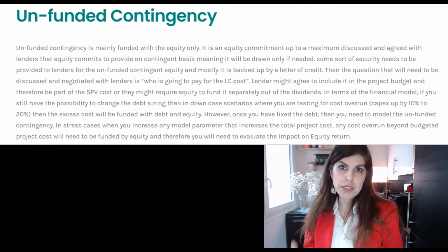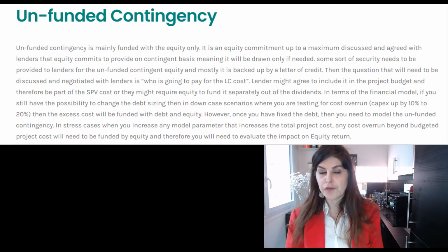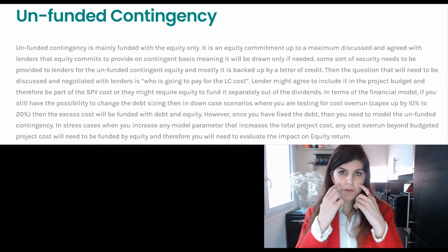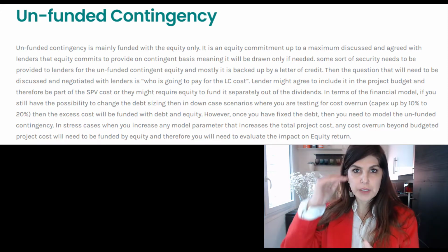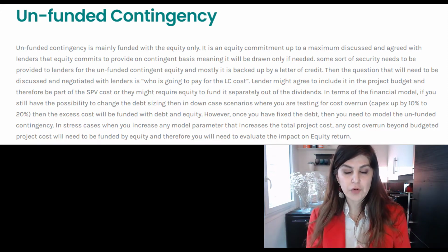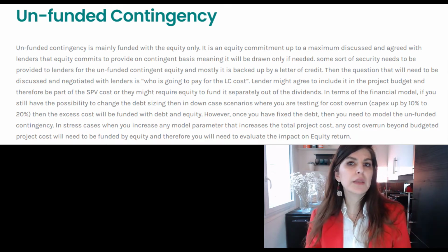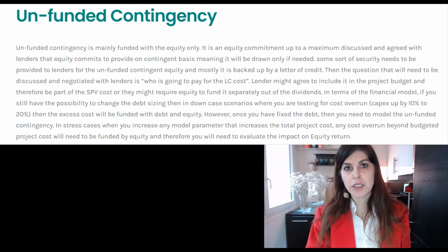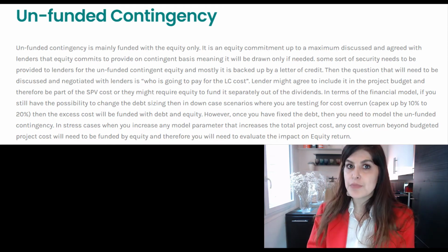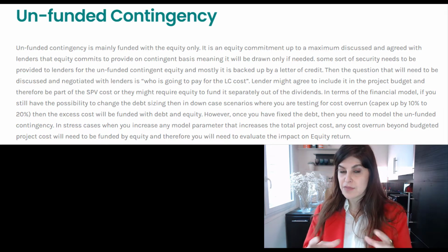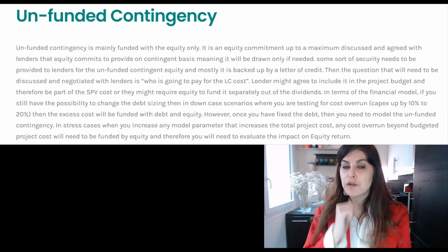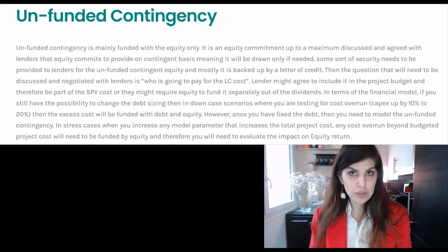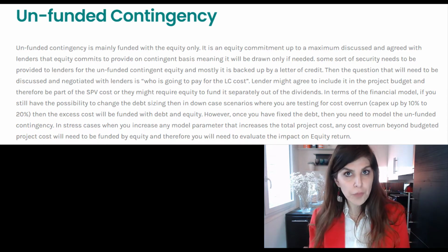So lenders will say, okay sponsors, if we have a cost overrun, most of the time there will be a limit to that provision. So they will say up to 10 million, 5 million, whatever. You as sponsor need to put the money to fund the cost overrun beyond the total project cost that has been budgeted. So remember, the unfunded contingency, as the name says, is not included in the project budget. Okay, so there is no budget for it.